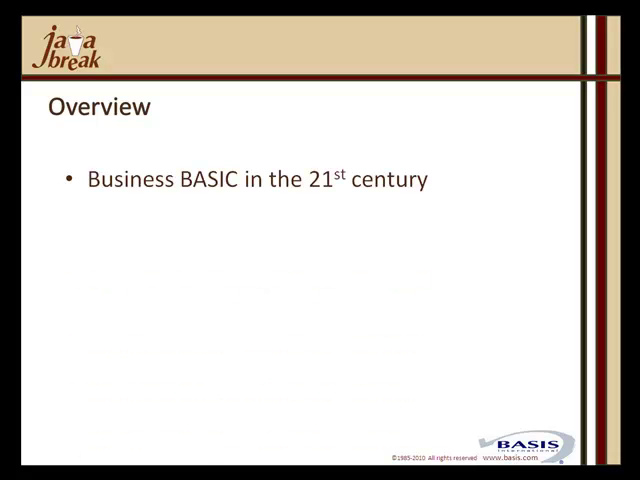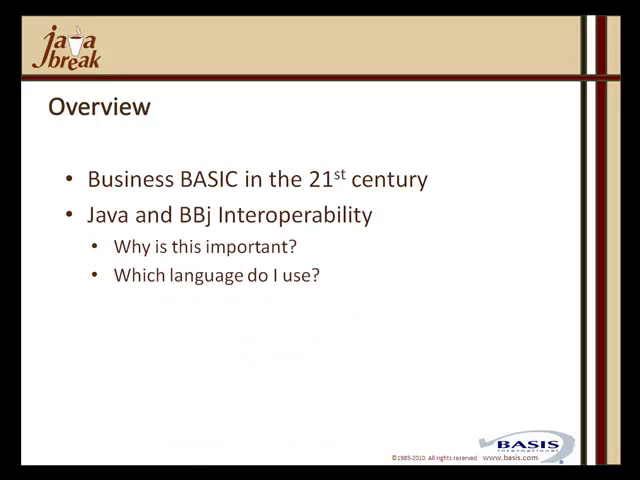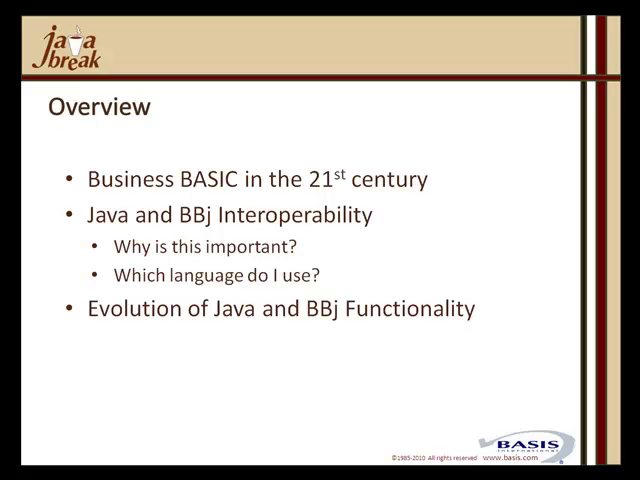We're going to talk about Business Basic in the 21st century. What are the components of the product that we deliver? We'll talk about Java and BBj interoperability, why it's important, and which language does one use. We'll have a look at the history of the evolution of Java and BBj functionality and touch on what's coming up. And finally, we'll look at BBj and Java interoperability in action.